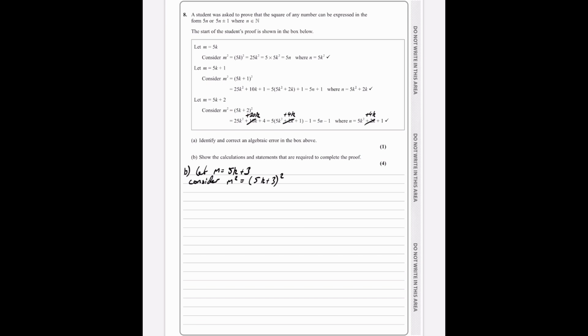The first one I'm testing is m to be 5k plus 3. If we square 5k plus 3, we get 25k squared plus 30k plus 9. And that's going to be 5 lots of 5k squared plus 6k. And if I put plus 2 at the end, that would give me plus 10. So I'm going to subtract 1 afterwards. And that allows us to write the square number in the form 5n minus 1. And I'm going to copy the format of the way that the question has led and just quote the value of n and give it a tick afterwards.